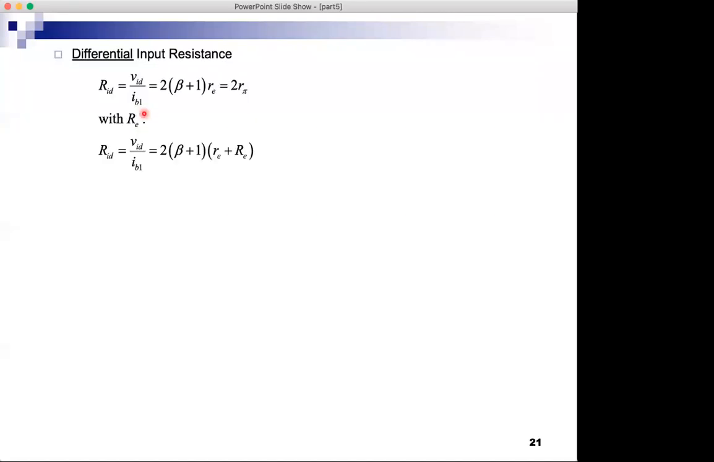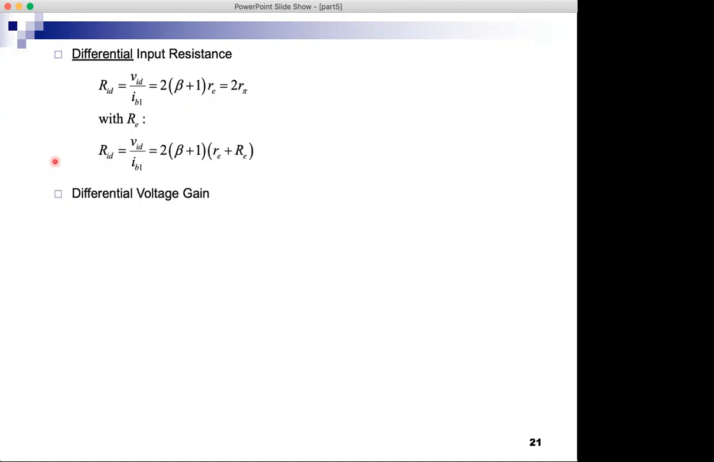If I have the big RE, then instead of just small re, I will have small re plus big RE, and that's how the big RE increases the input resistance. It appears beta plus 1 times bigger.